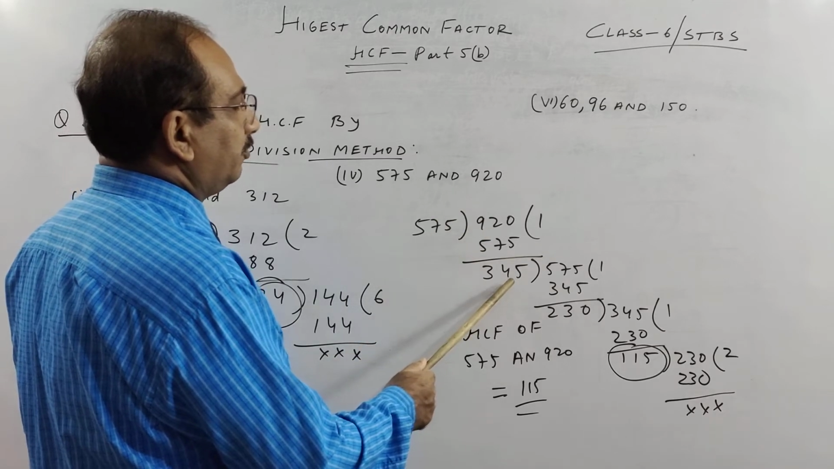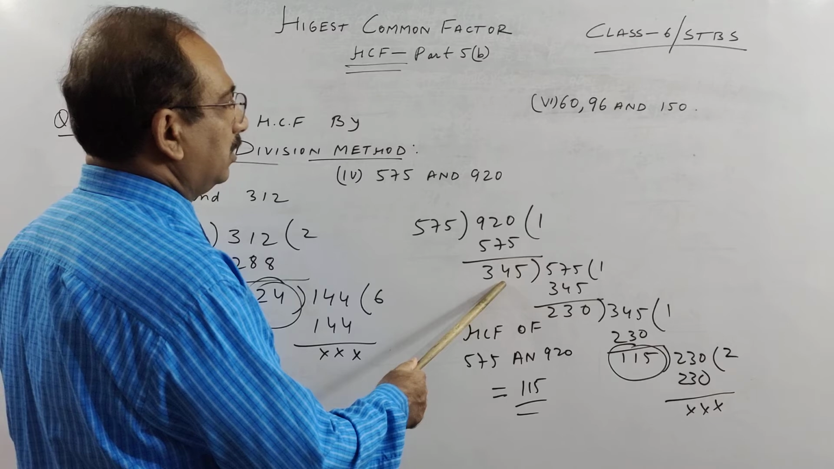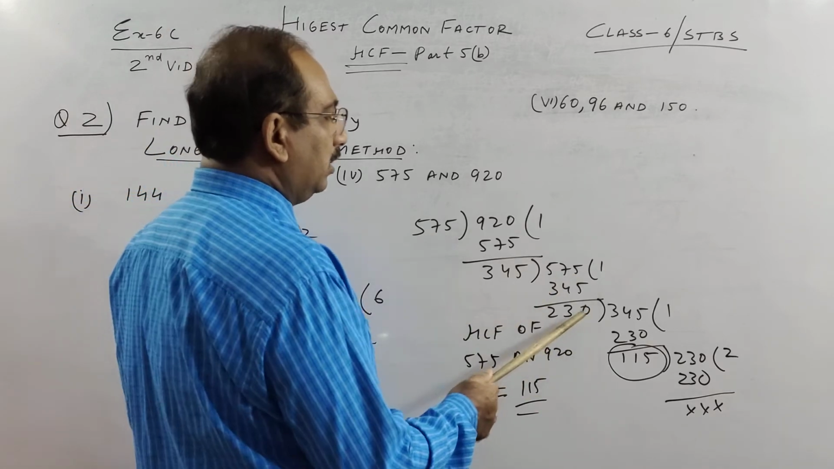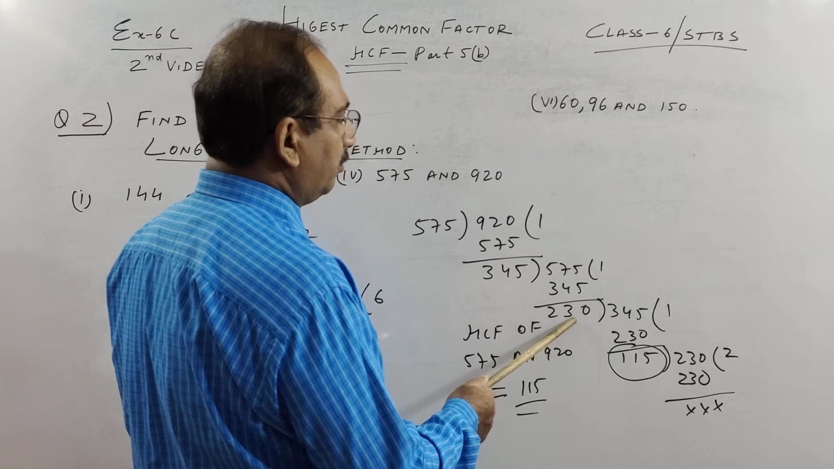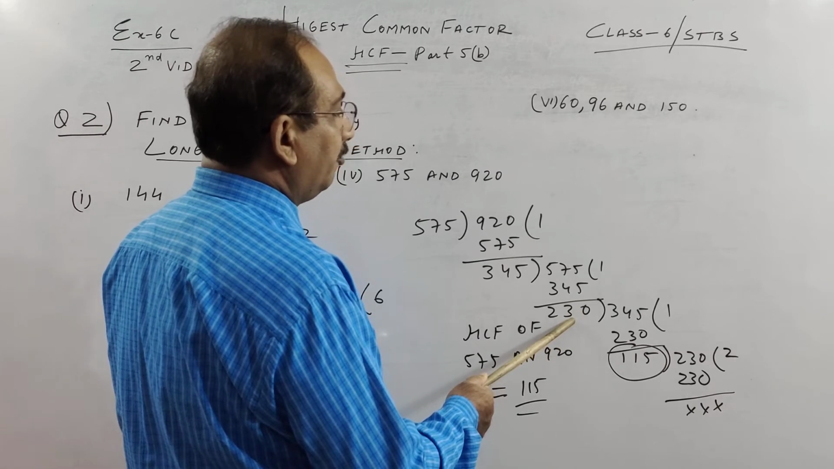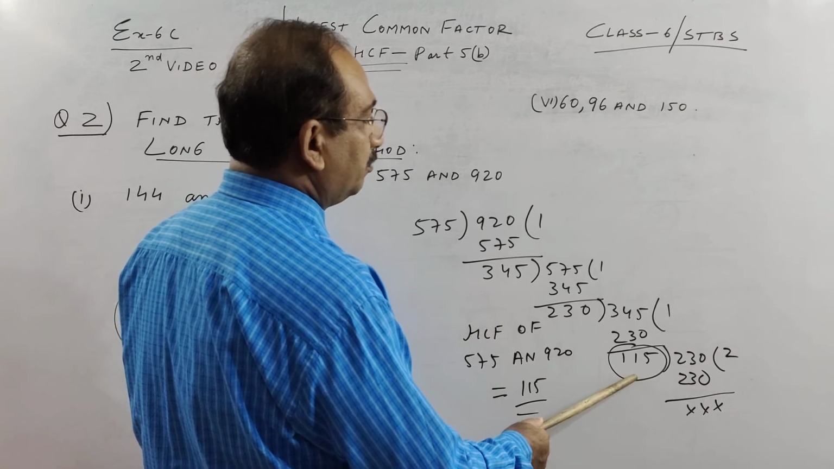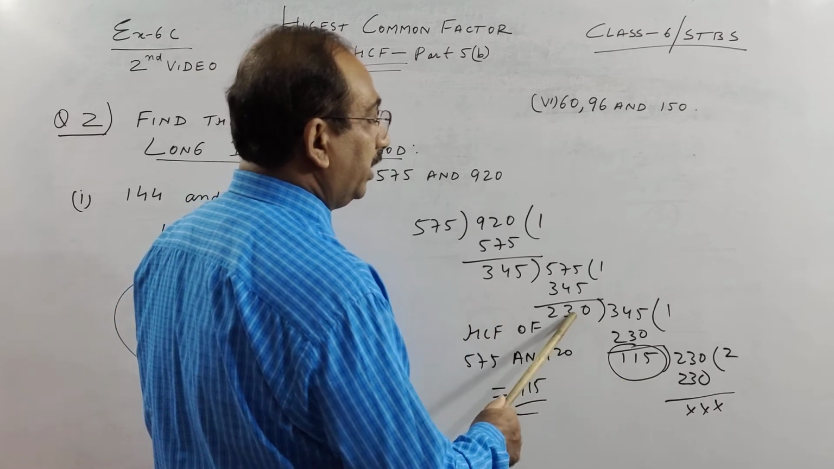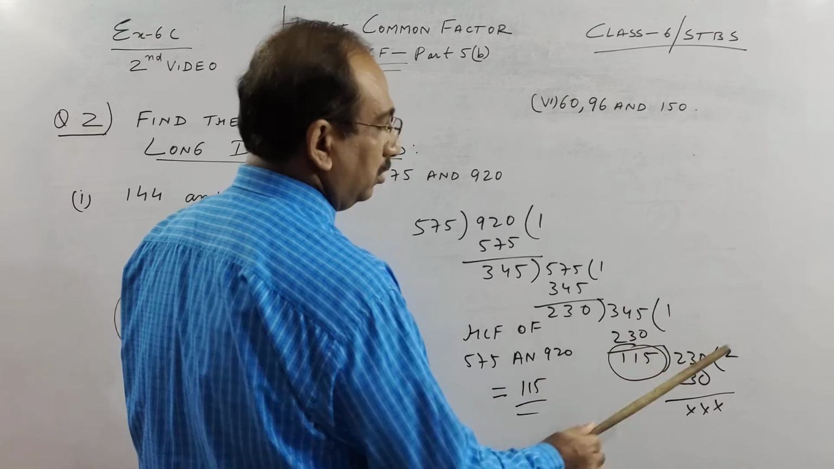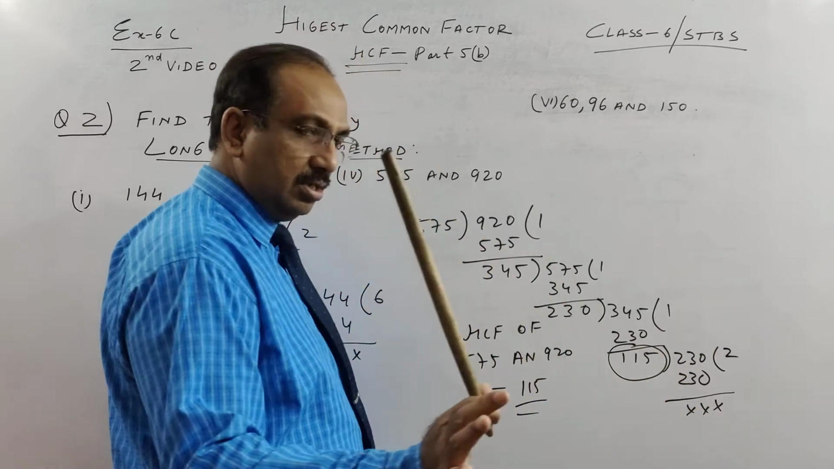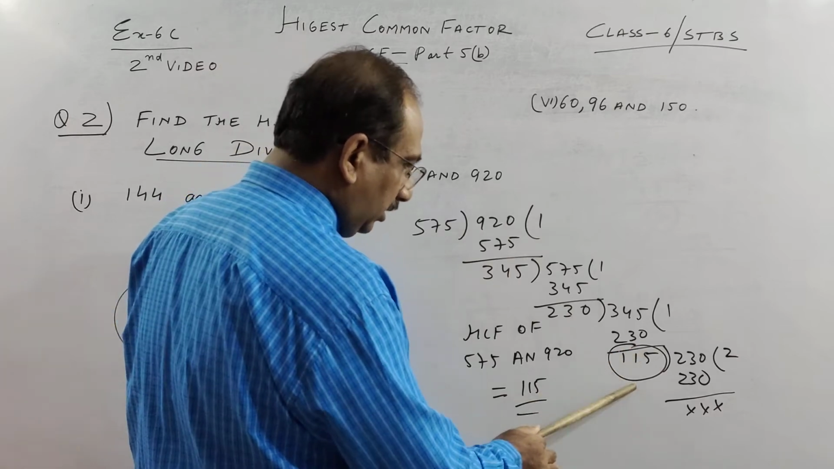The remainder in the first step becomes the divisor and the smaller number becomes the dividend. Again, in step 2, we divide by the remainder of step 1. In step 3, we divide by the remainder of step 2. So this continues till your remainder is 0, and the last divisor.